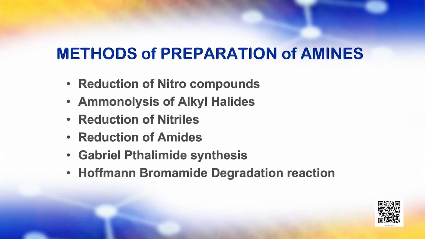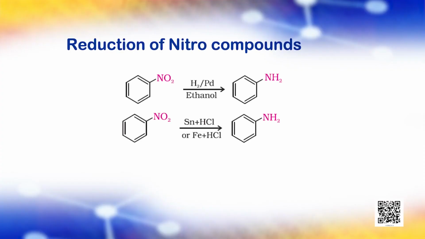All the possible methods are listed on the screen. Let us understand each of these methods of preparation in detail one by one. Nitro compounds are reduced to amines by passing hydrogen gas in the presence of finely divided nickel, palladium or platinum, and also by reduction with metals in acidic medium.